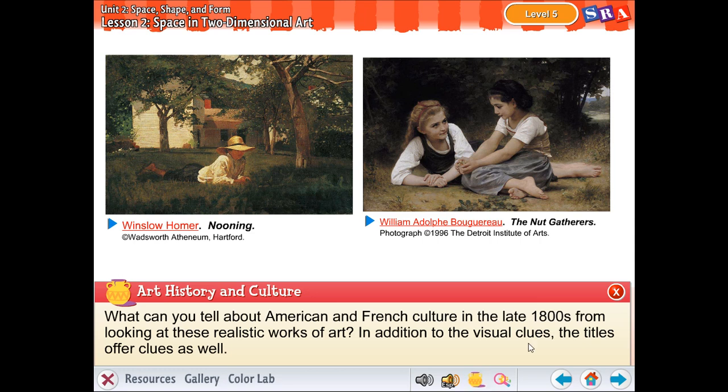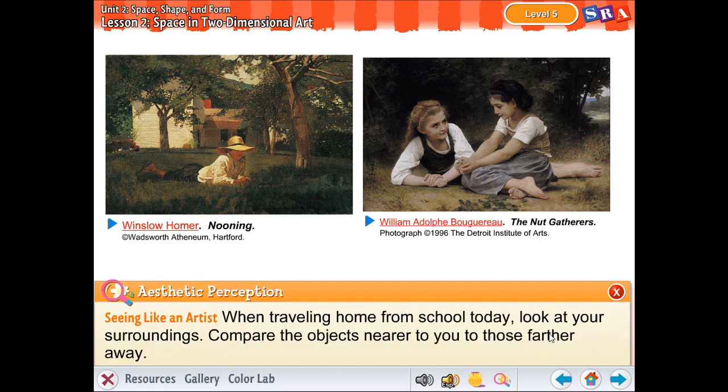Okay, before we do that, what can you tell about American and French culture in the late 1800s from looking at these realistic works of art? In addition to the visual clues, the titles might offer clues as well, and we'll take a look at that in just a minute. Seeing like an artist. When you're traveling home from school today, make sure you look around your surroundings. Compare the objects nearer to you to those further away from you.